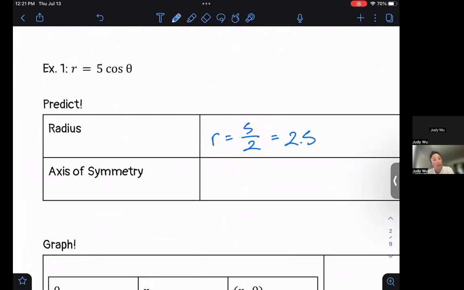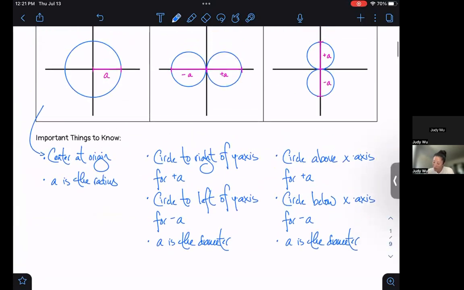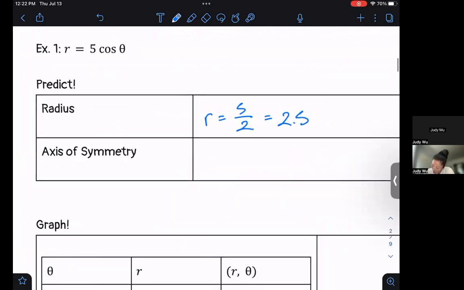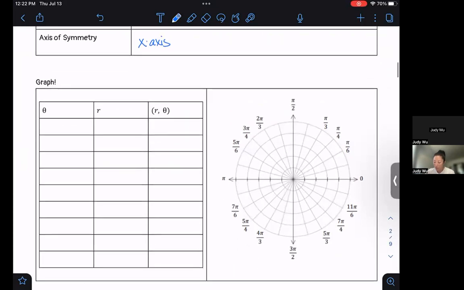Now our axis of symmetry. Well, let's go back and take a look at our picture for a moment. Our axis of symmetry for these is the x-axis when we have cosine, okay? And that might be something we remember. Cosine is the x values on the unit circle, so the axis of symmetry here is actually the x-axis, okay? So axis of symmetry is going to be the x-axis, all right? So I can already draw a picture.